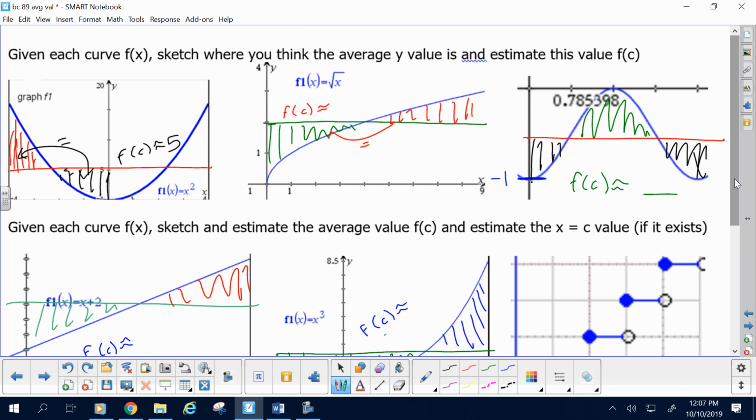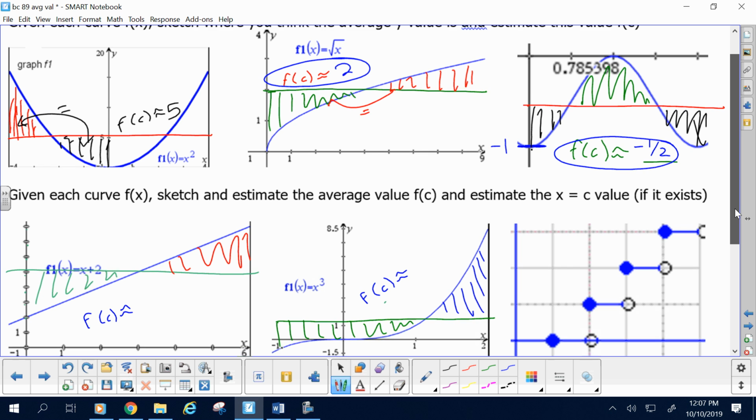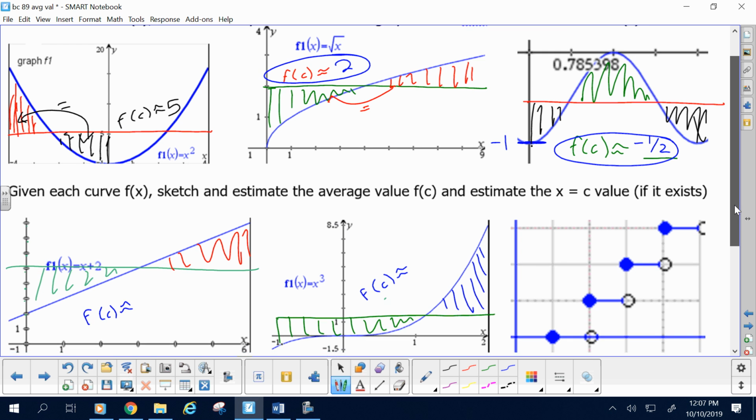For the second one, Skylar, would you say f at c is about? About 2. Okay, I agree. Anywhere around 2 seems reasonable. What'd you say for the third one? 1/2 positive or negative? Negative 1/2, I agree. That one I'm pretty certain of. There's good symmetry there, unless I should have cut it off there.